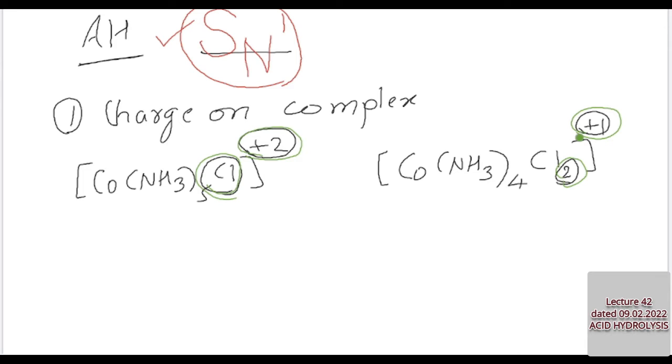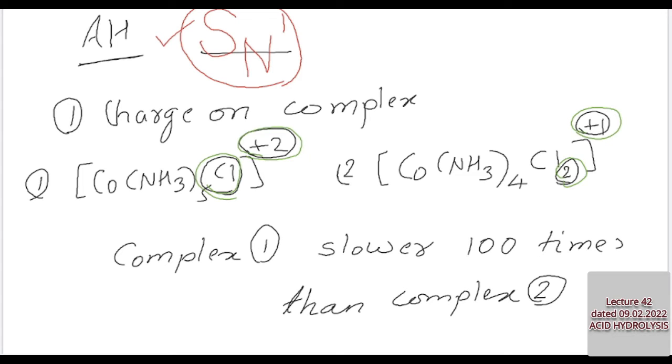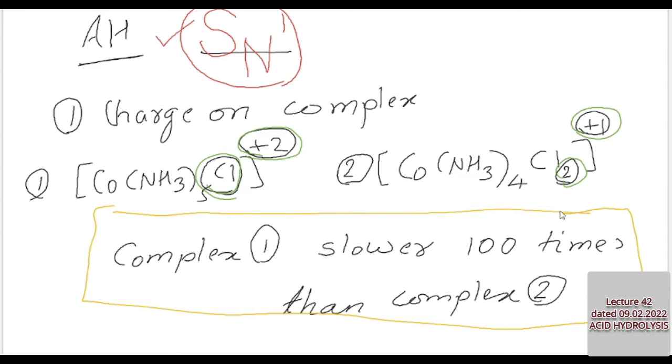There were two ways people were thinking: one is SN1 and the other is SN2. SN1 means dissociative, SN2 means associative. What is the actual result that I informed you? It is found that complex number 1 is 100 times slower than complex number 2. This is our practical observation. When people studied the rates of the reactions, they found complex number 1 undergoes acid hydrolysis 100 times slower than complex number 2. It is only one observation.